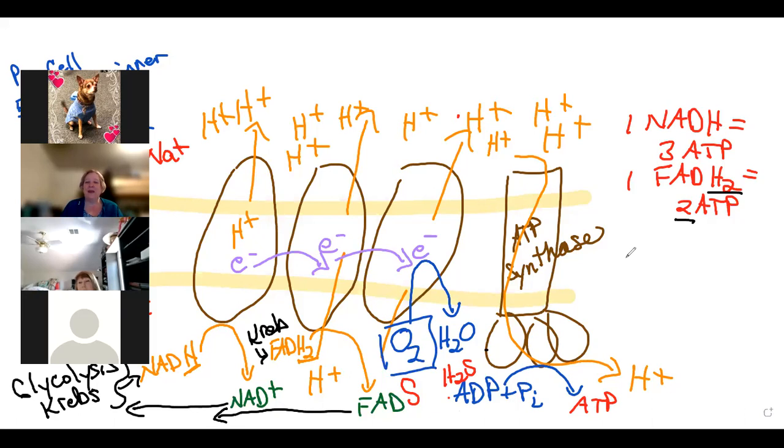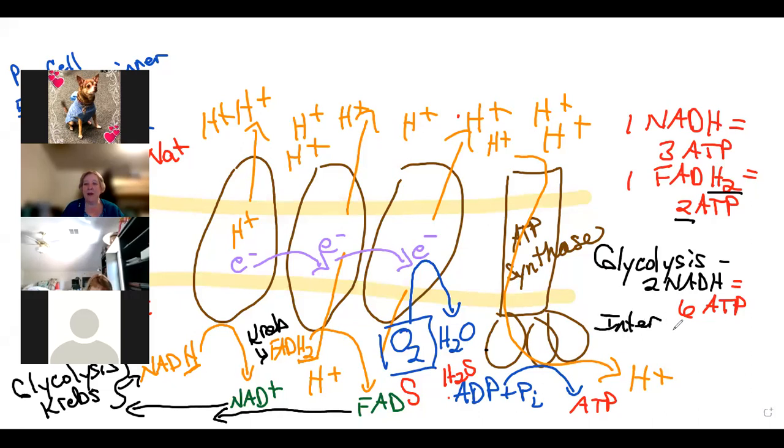Okay, let's do some accounting. So from glycolysis, okay, per glucose, I have 2 NADH. How many ATP is that going to give me when I run these NADHs through the electron transport chain? 2 times 3 is 6. Okay, so we get 6 ATP. Okay, from the intermediate step, per glucose, I get 2 NADH. Okay, how many ATP is that going to give me? 2 times 3 is 6.